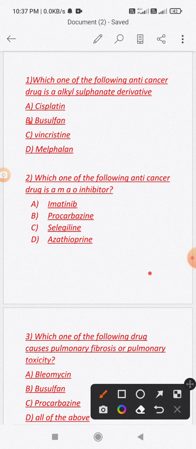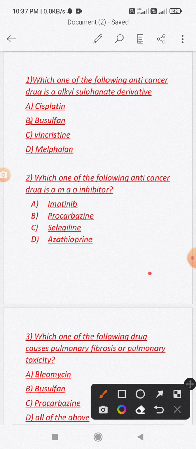Second question: which one of the following anti-cancer drugs is a MAO inhibitor? MAO means monoamine oxidase. Option A is imatinib, option B procarbazine, option C selegiline, option D azathioprine. Which anti-cancer drug is a MAO inhibitor?